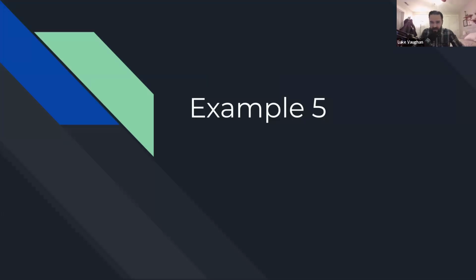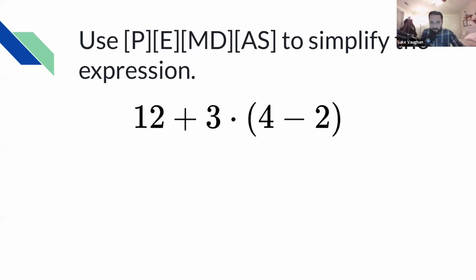Okay, here we go. Example 5. We need to use PEMDAS to simplify the expression: 12 plus 3 times (4 minus 2). So when we use PEMDAS, we read it from left to right, and we see parentheses occurs first. So we need to check to see if there are any parentheses, and there are, right here. So 4 minus 2 is 2.